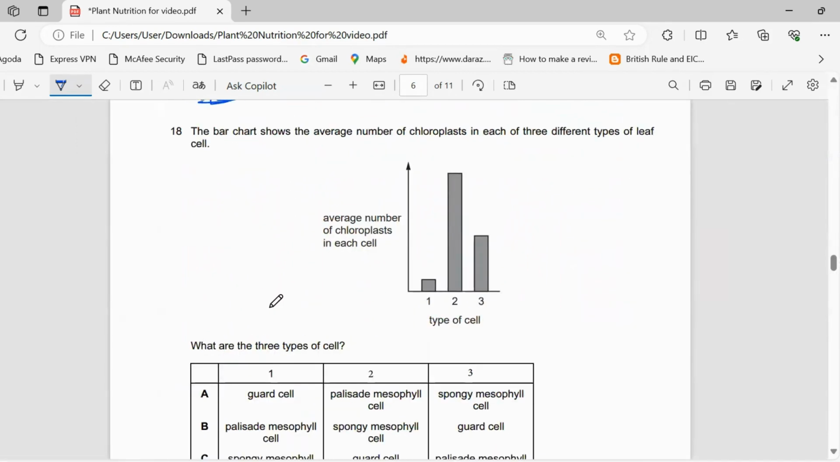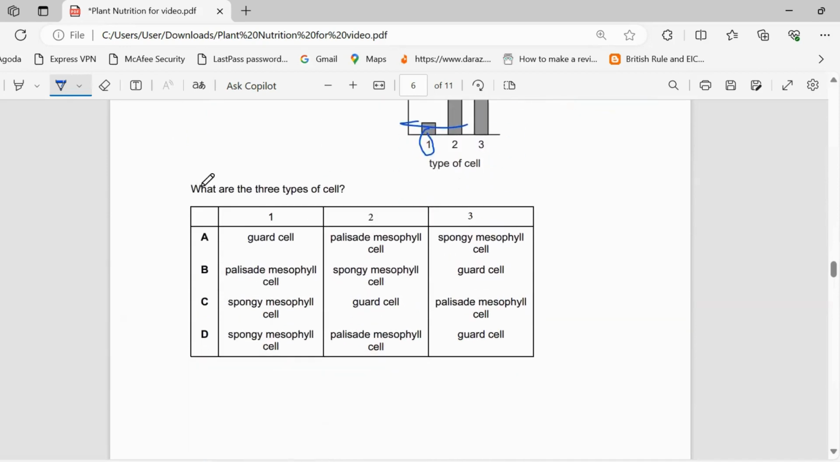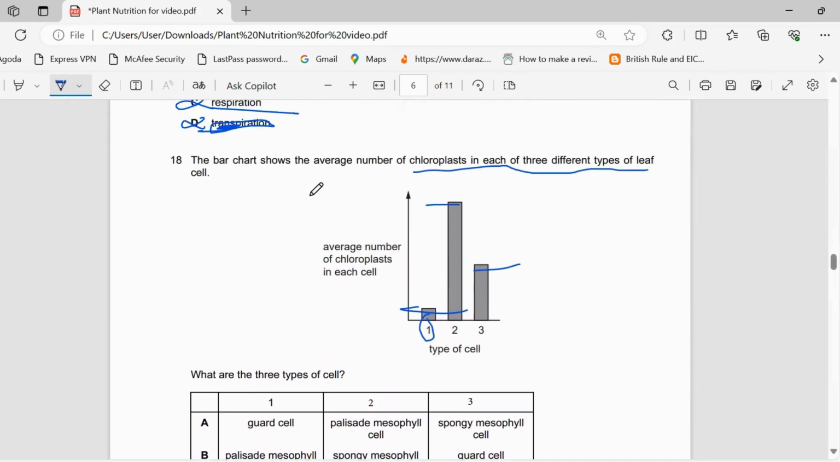So here, a bar chart is given, which shows the average number of chloroplasts in each of three different types of leaf cell. Okay, right? Number one is at this height, number two is the maximum, and number three is in the midway of the chart, right? What are the three types of cells? So basically, it's asking for the number of chloroplasts, right?